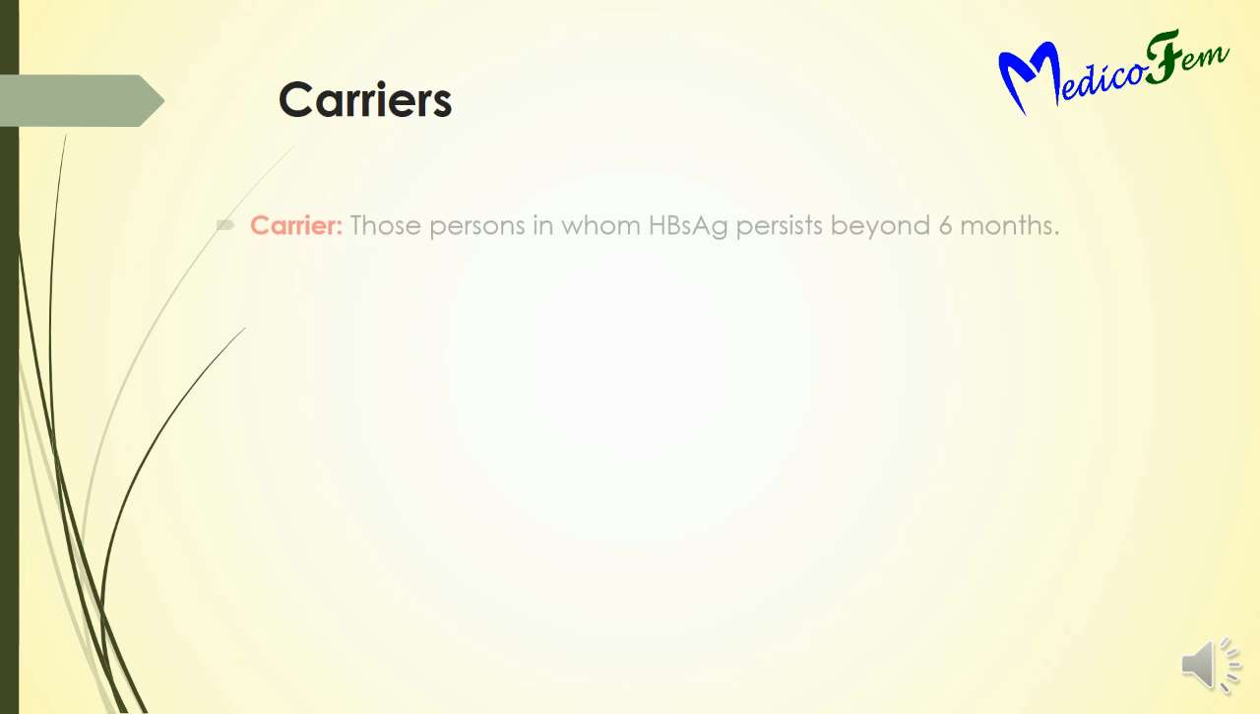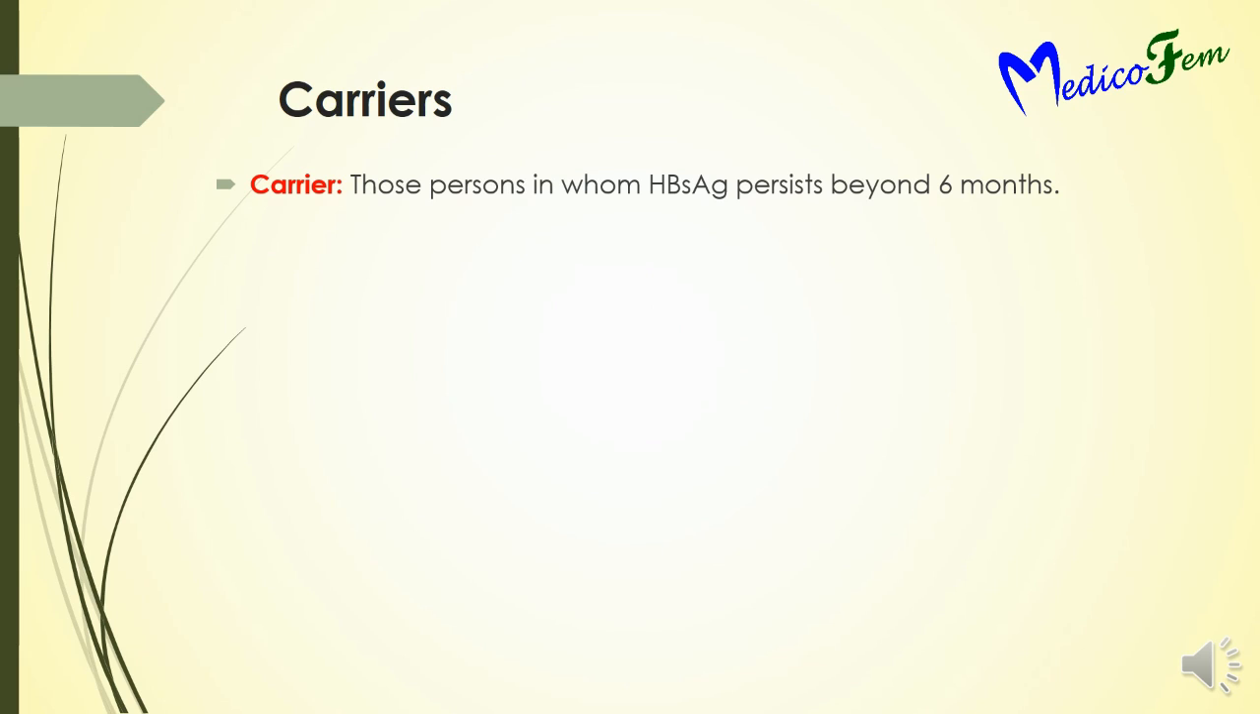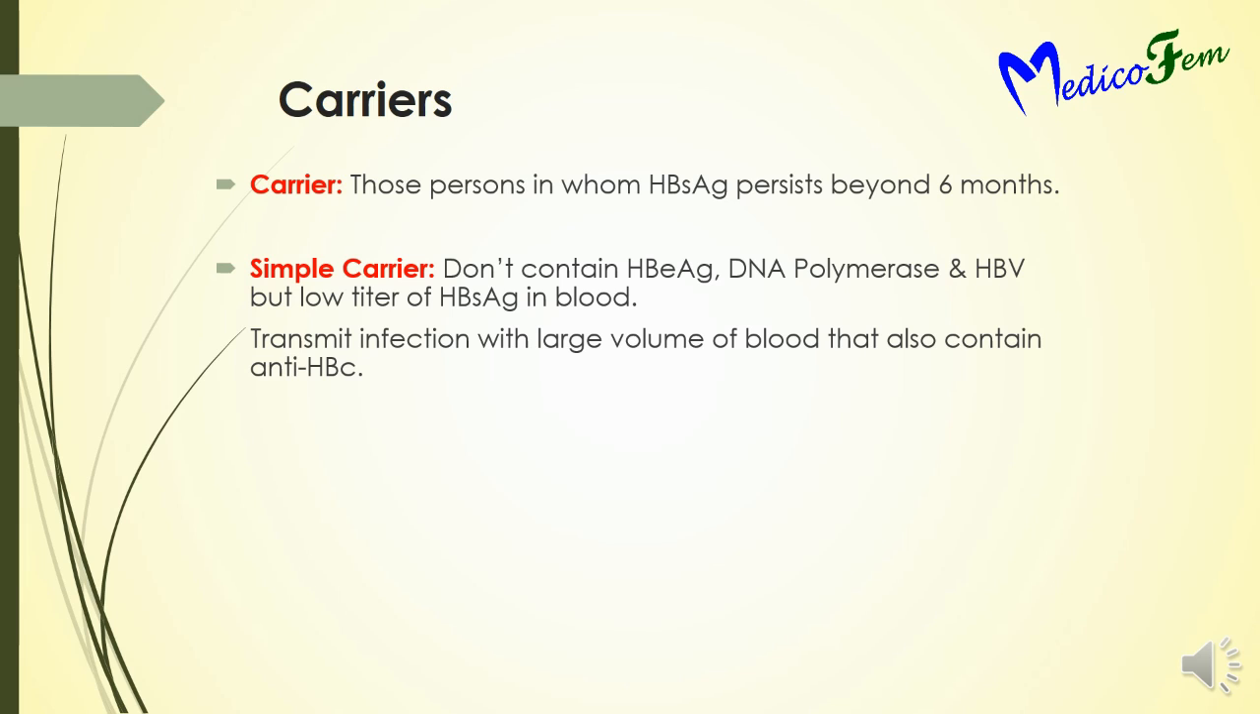Carriers are the persons in whom surface antigen persists beyond 6 months. There are different types of carrier. One is the simple carrier. Simple carriers do not have E antigen, DNA polymerase or HBV DNA, but they have a low level of surface antigen in their blood. The transmission of infection by a simple carrier is very low. They transmit infection with a large volume of blood that also contains anti-HBC antibody.